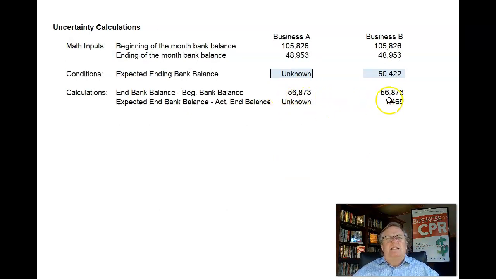Both of these businesses burned through the same amount of money. The difference is business B expected to burn through a little less than what they did. So in other words, they spent roughly $1,500 more than they planned, but that's a whole heck of a lot better than it being a mystery. In other words, it being what I like to consider a black box.